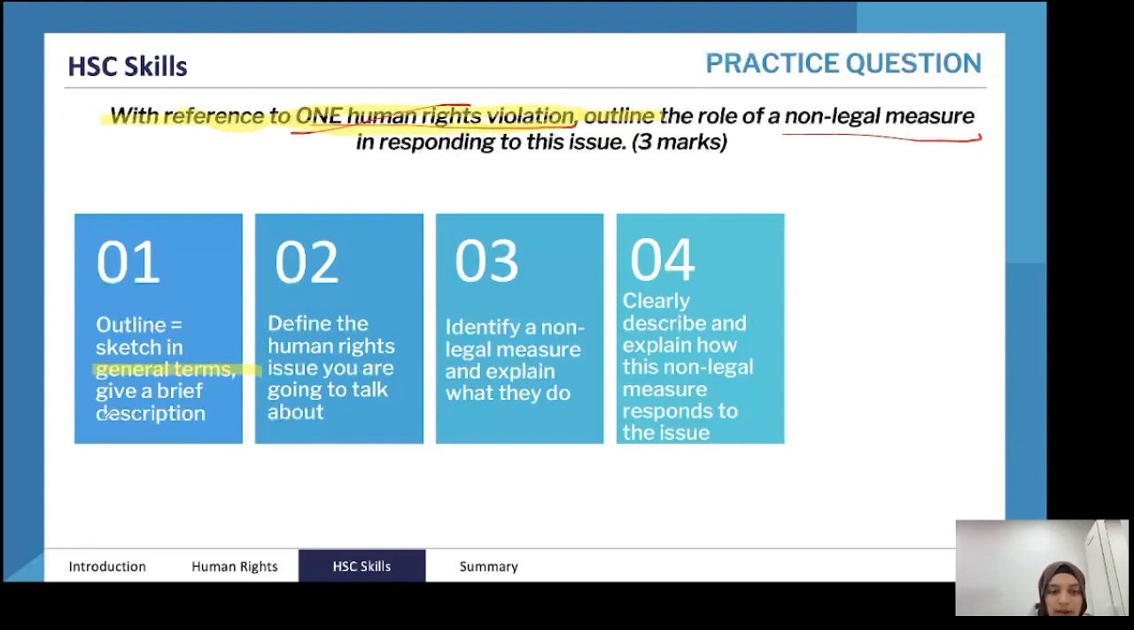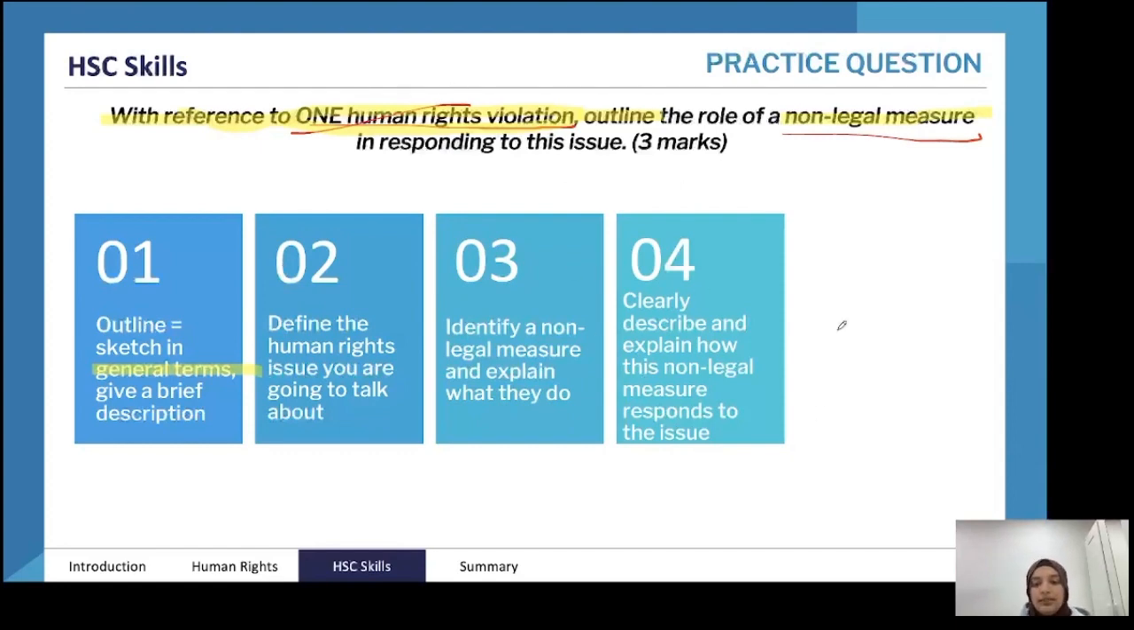So we know that we're outlining, we know that we're going to define the specific issue that we're focusing on, and then we know that the certain part they're asking, again, is for a non-legal measure in response. So identify a non-legal measure. It can be media, it can be NGOs, and explain what they do. So what does the media do? They raise awareness, etc. And they, I guess, encourage government action in that regard.